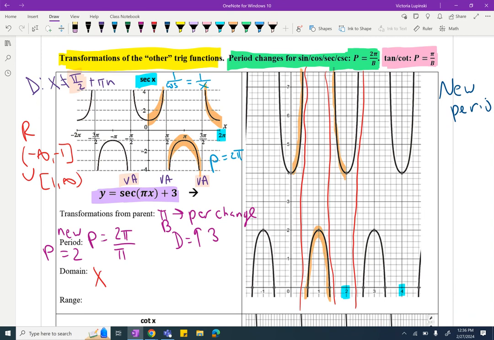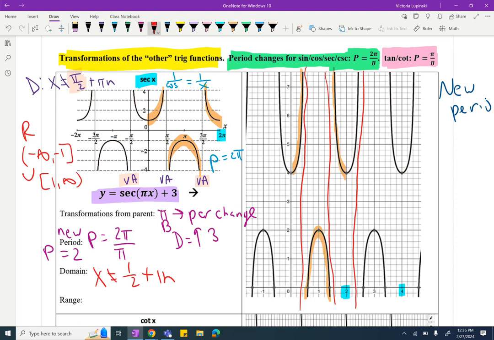Pick any vertical asymptote to start. I always like to do the first positive, which is 1/2. Then how far is it to the next one? Well, from 1/2 to 1.5 to 2.5, it's 1n. So x cannot equal 1/2 plus 1n.